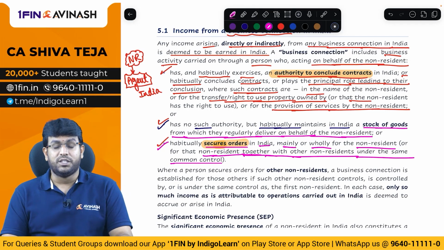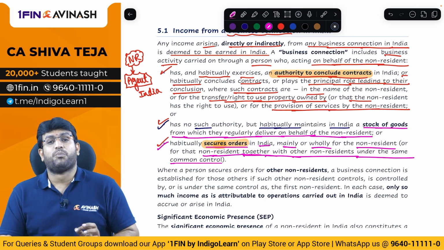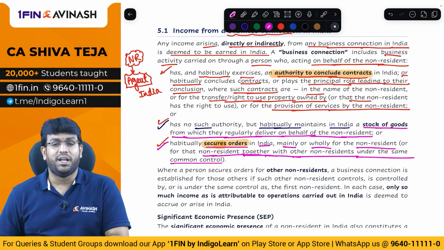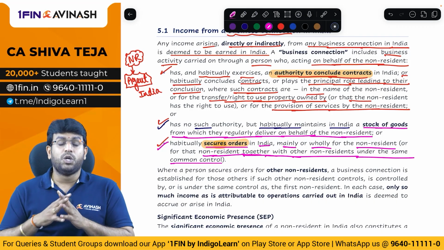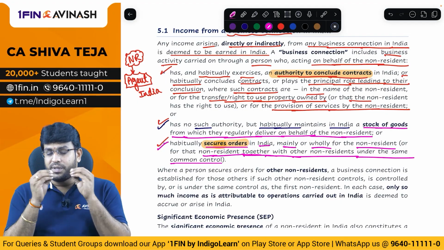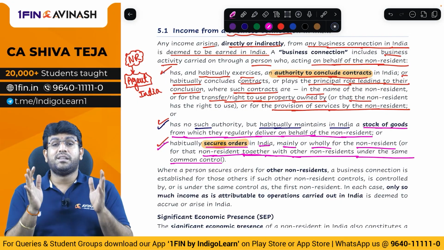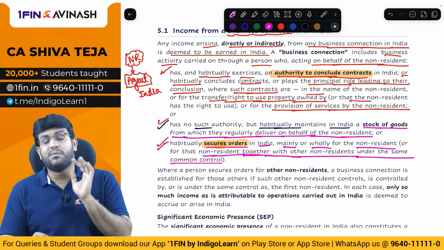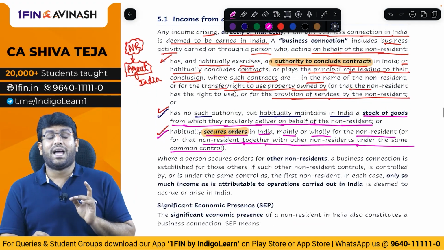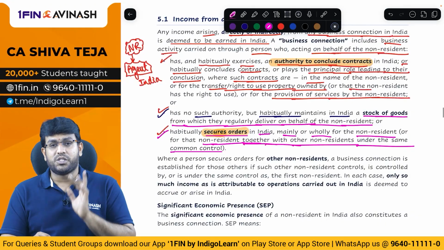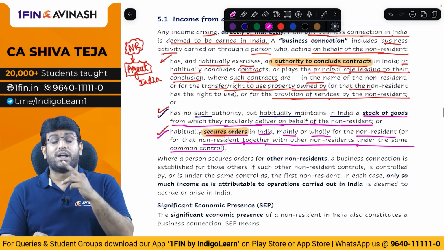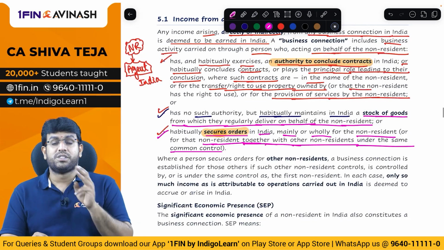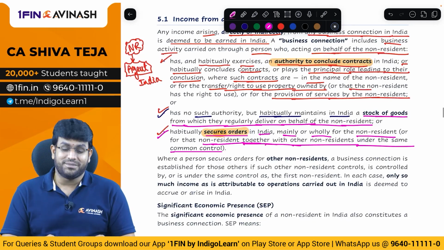We still have some more points there, we'll talk, but primarily these three are major points. What is that point, my dear friends? If the non-resident has business connection in India, then that income is deemed to accrue or arise in India. And why is this concept important? Already I told you that business income of a non-resident, what is that like? Business income of a non-resident is taxable in India only if the non-resident has business connection in India. Business connection means having an agent in India who is concluding contracts on behalf of the non-resident. Second, who is maintaining stock of goods. Number three, who is securing orders.